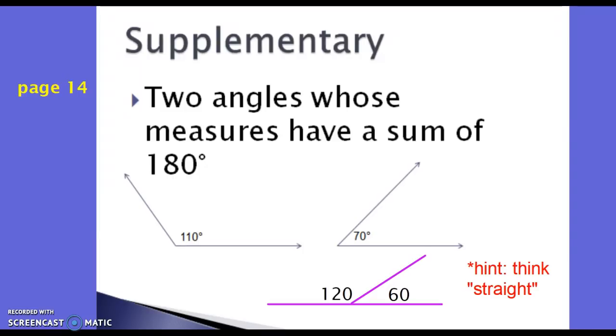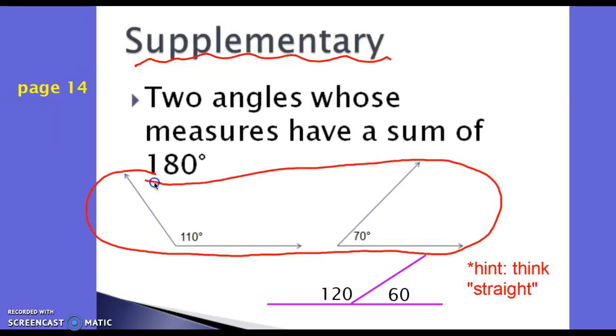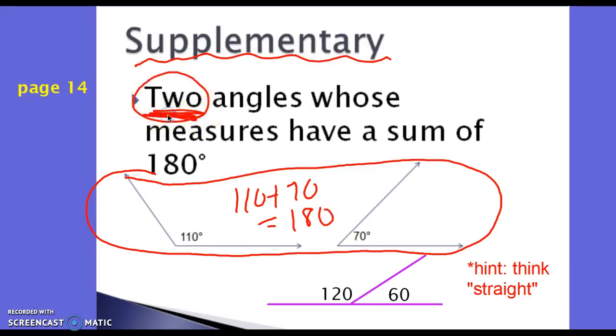All right, supplementary angles. Another important one you need to memorize if you don't know this already. Supplementary angles are two angles whose measures have a sum of 180 degrees. So they could be separated and looking like this. Again, you add them up, they equal 180. 110 plus 70 equals 180. So those are supplementary. Again, it has to be two angles that add up to 180.